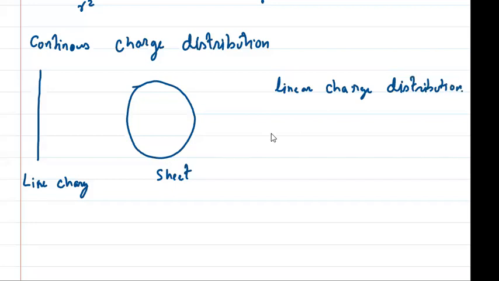right? So what's the meaning of linear charge distribution? Means suppose I'm having a charge Q which is distributed over a length L. This is called your linear charge distribution and it is given by lambda. Did you understand? This is given by lambda. Yes or no? Step by step. Yes or no?